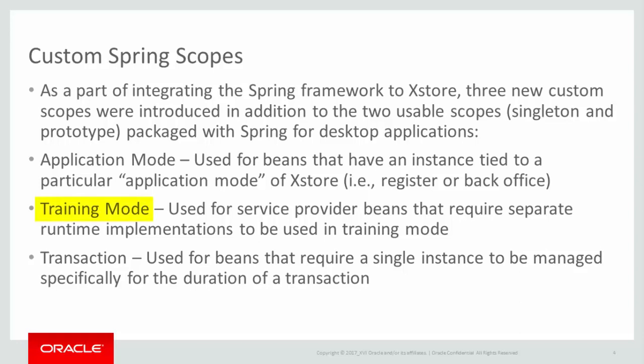The training mode scope is used for service provider beans that require separate runtime implementations to be used in training mode. So this is particularly useful when we're talking about service implementations for something like customer engagement, where we effectively don't want to be talking or persisting data to a live customer engagement system when the user is in training mode, because customer engagement doesn't necessarily know whether the data that we would be giving it would be real data or training data. So the training mode scope is a convenient mechanism that allows you to swap implementations for a service provider implementation when you're in training mode so that you're not actually persisting to an external system from training mode.